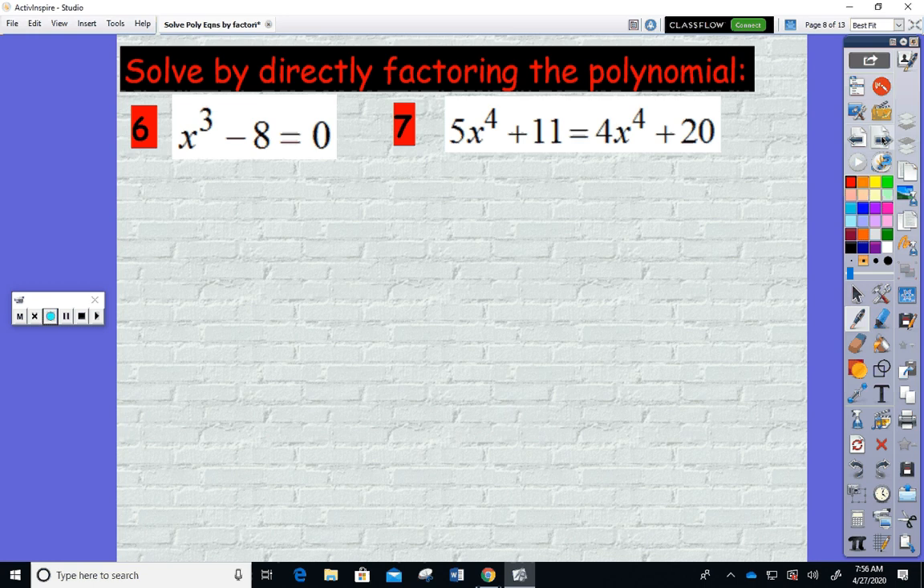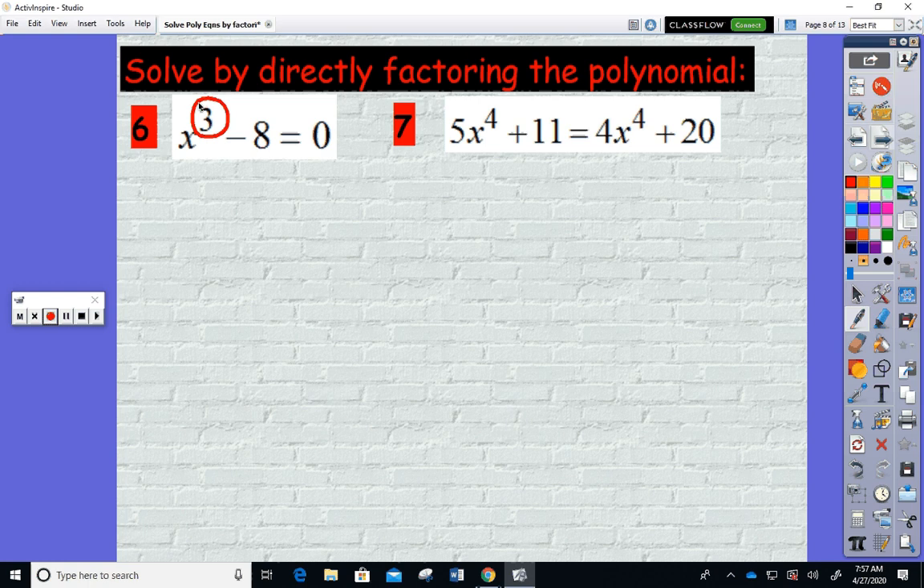Okay, so a couple more direct factoring problems. Take a look at number 6. I see that the degree is 3, so I've got to find 3 answers. So x cubed minus 8, I'm looking for a GCF first. I don't see one. Okay, so then I'm saying, there's just 2 terms.